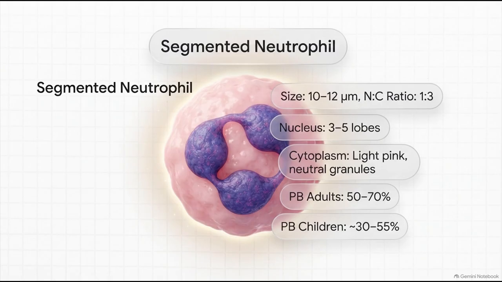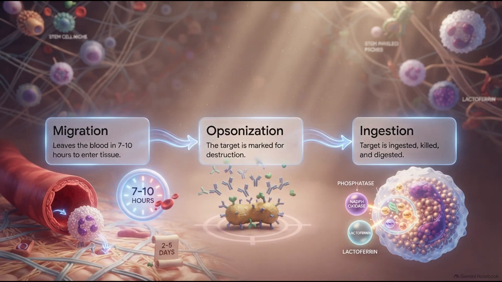They make up 50 to 70% of adult white blood cells, but small children naturally run lower, hovering right around 30 to 55%. Let's see how all this structure builds their ultimate function, fighting infection through phagocytosis. It's a strict 3-step sequence. First, migration to the site. Second, opsonization, where the target gets marked. And third, ingestion, killing, and digestion.